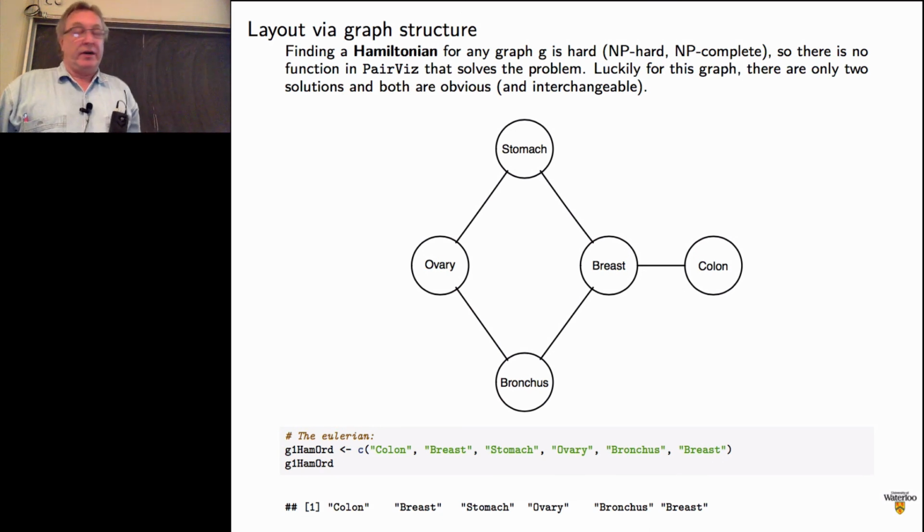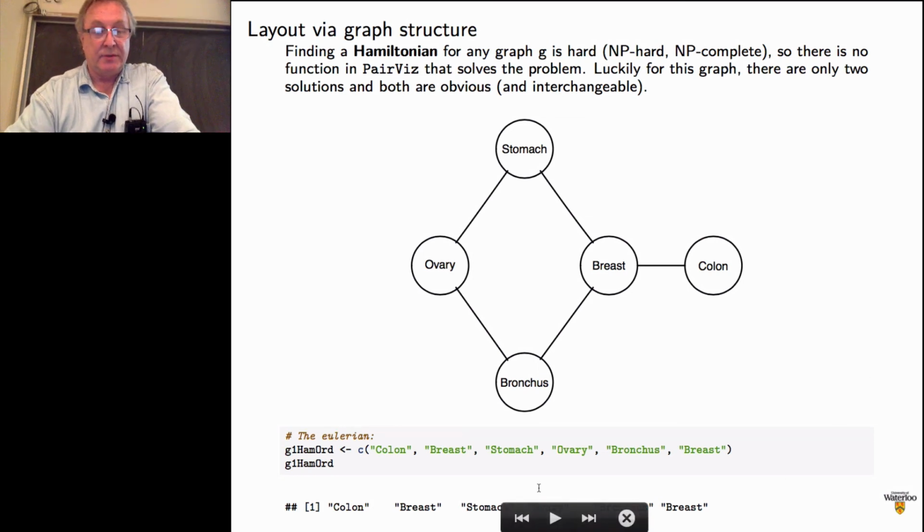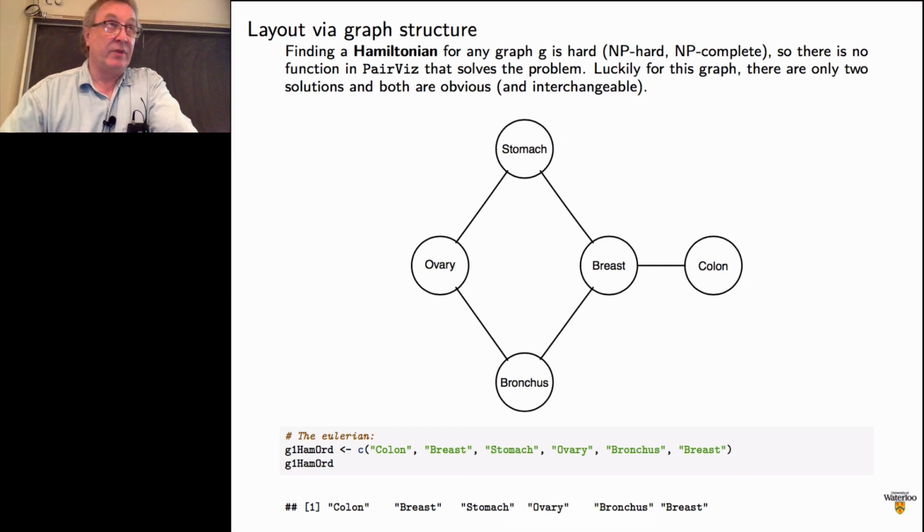Finding a Hamiltonian for any graph G, any arbitrary graph, is hard. So there's no function that solves that problem. And luckily for this particular graph, there are only 2 solutions, and they're both obvious and interchangeable, which again we can just write down, as we saw here: colon, breast, stomach, ovary, bronchus, back to breast. We visit them all. That's going to give us a Hamiltonian, and for this graph, an Eulerian. So that's just viewing it and writing it out by hand.